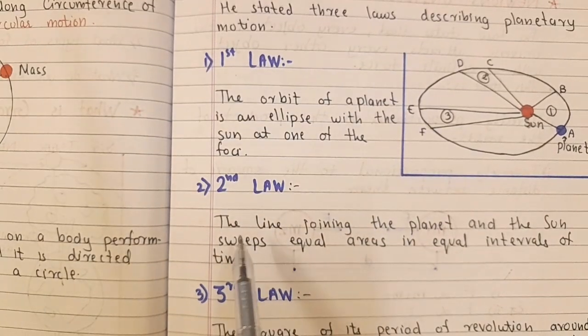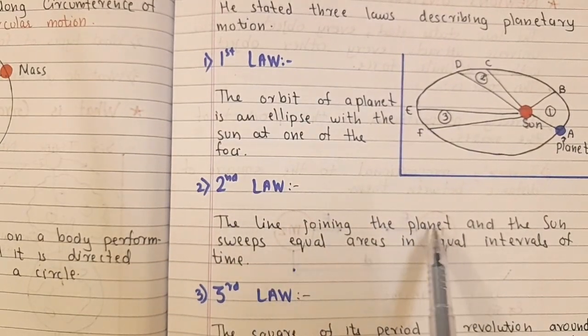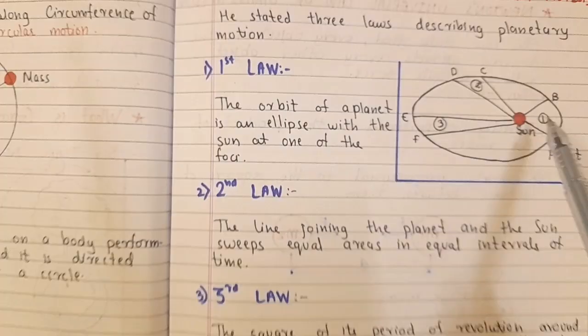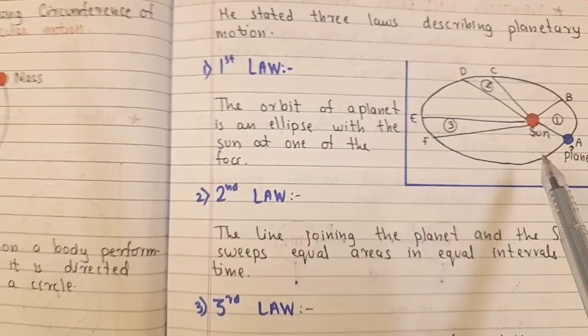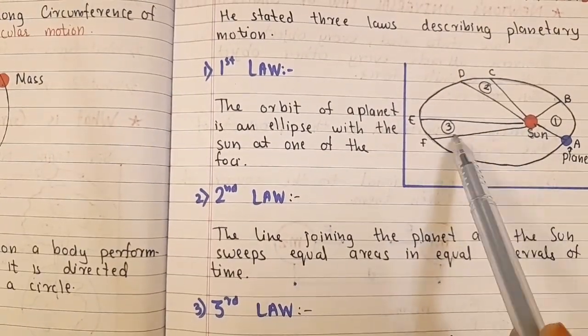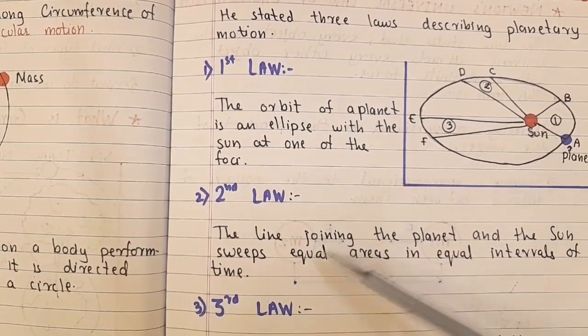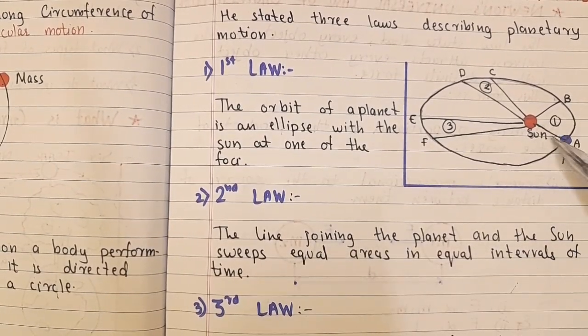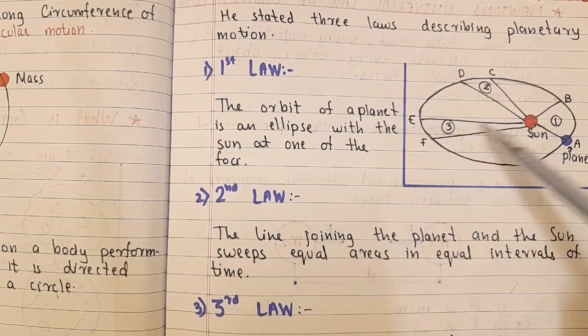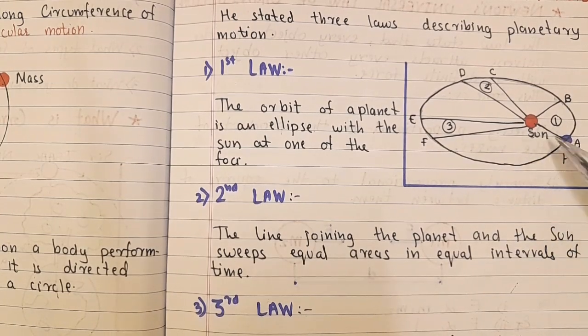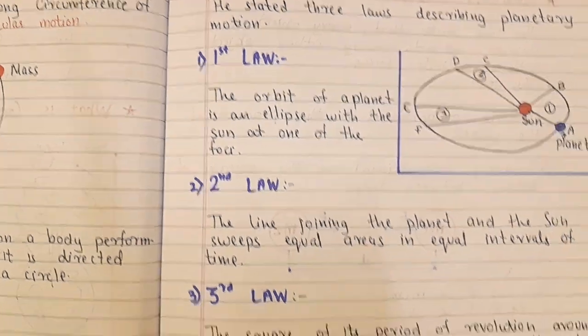Now the second law is the line joining the planet and the sun sweeps equal areas in equal intervals of time. This line joining the planet and the sun will cover equal area in equal intervals of time.